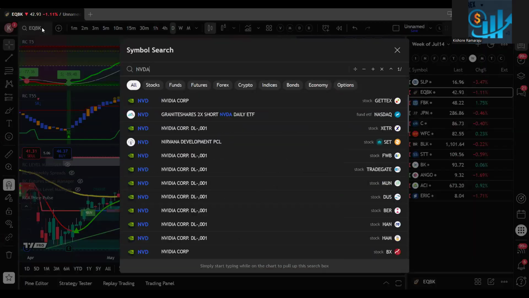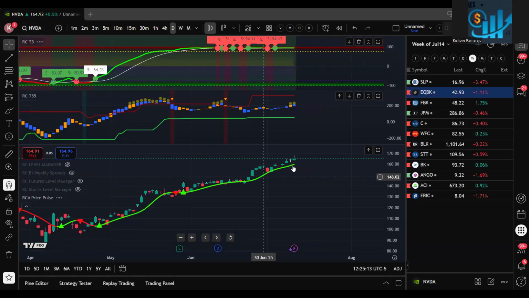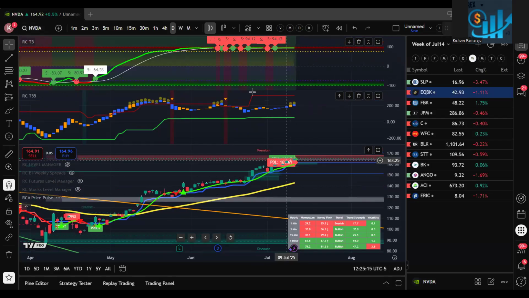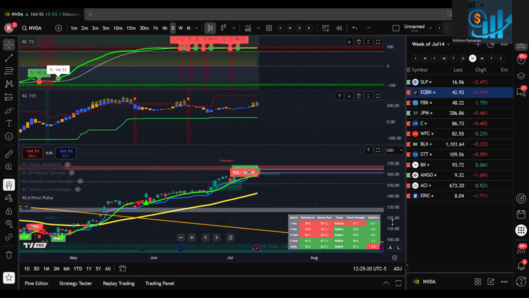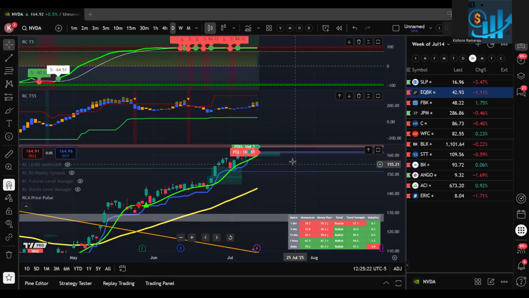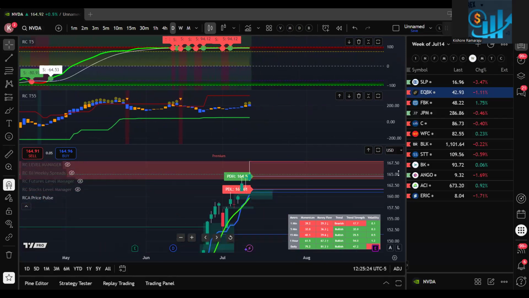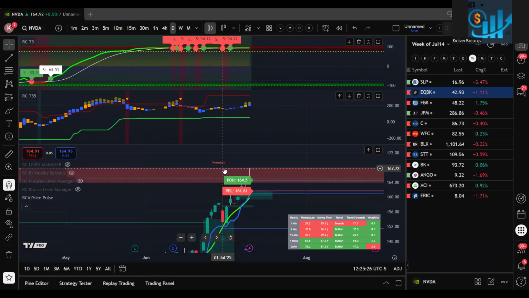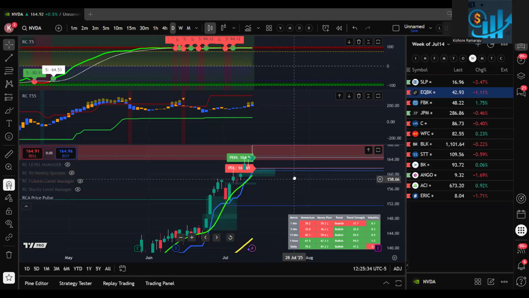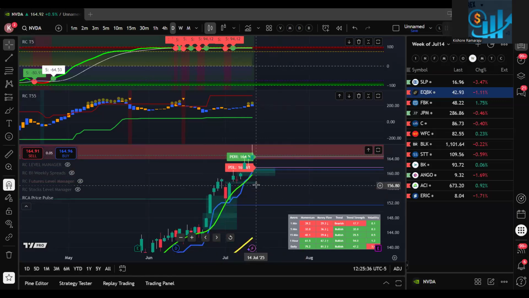Nvidia is still looking bullish as of now. It is overbought, but as of now, we still don't see any major sellers. It is at a premium zone and overbought. But once we see some major sellers, then we can think about the shorts. Otherwise, it is better we wait for the proper confidence.